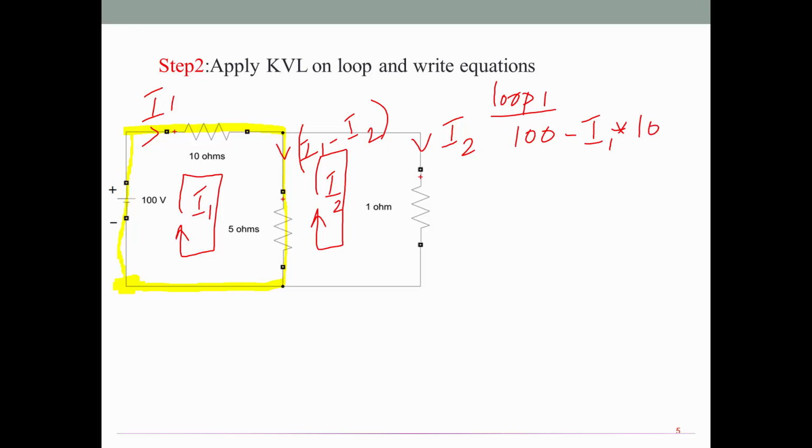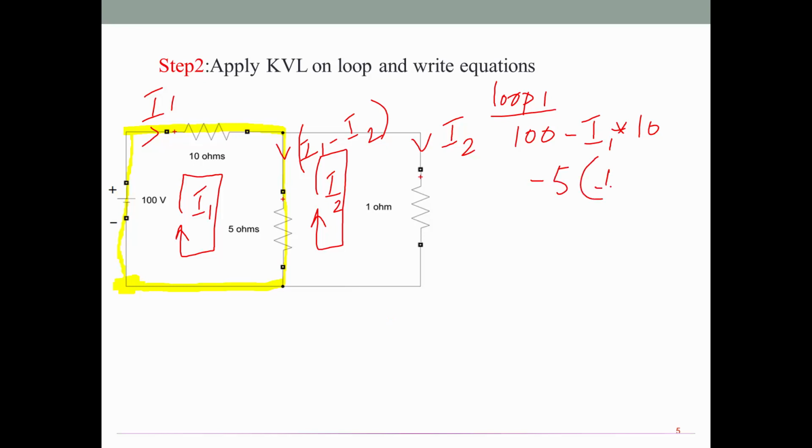Then moving on to the next element, I have a 5 ohm resistor here. Look at both the branch as well as the loop current in order to find out the sign of the voltage drop across this 5 ohm. Both are acting in the same direction, so once again minus 5.